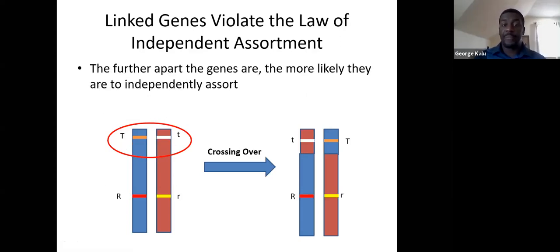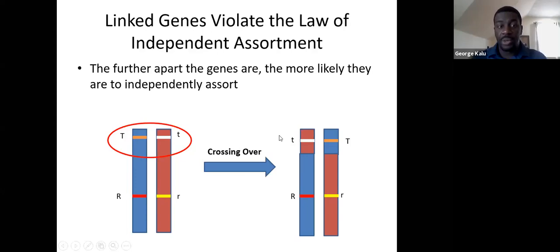Now, if the genes were further apart, then they would be more likely to undergo crossing over separately, and so they'd be more likely to undergo independent assortment, and they'd be more likely to independently assort with one another. And that's where we would see that normal 9:3:3:1 ratio. Again, that's going to be due to genes that are not linked. This would be genes that are far enough apart from each other on the chromosome. We're going to see that normal ratio.